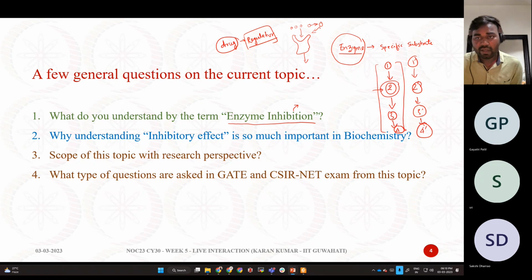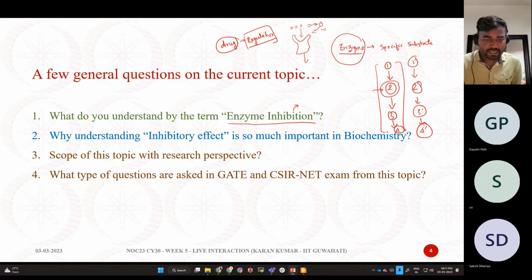So either it can completely block this channel so that the sensed molecules cannot bind to this sensor and the progression will not happen, or it can bind reversibly or irreversibly, in both manners. So that is how your drugs are being made, and that is the functioning of a drug. So inhibiting a particular role of an enzyme or a protein is called enzyme inhibition.